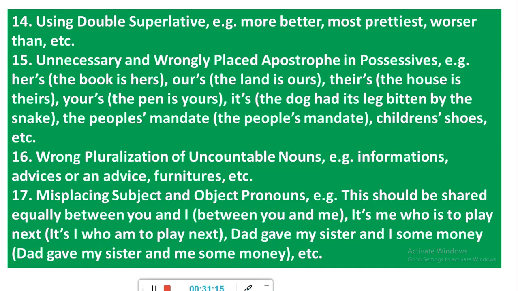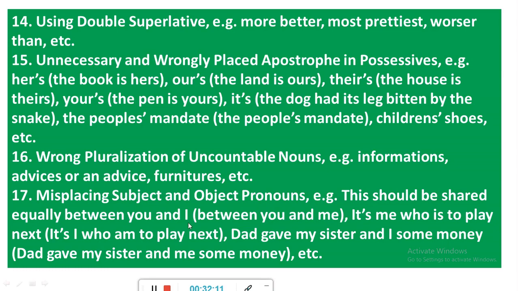All right? Then number 17, misplacing subject and object pronoun. For example, this should be shared equally between you and I. Of course, you know, by convention, when we have the first person personal pronoun, we allow it to come last whenever we are using it in combination with other personal pronouns. So it is between you and me, of course, but the error here is I. I is a subject. You cannot say between you and I, all right? Because I is a subject, and what we have here is me.